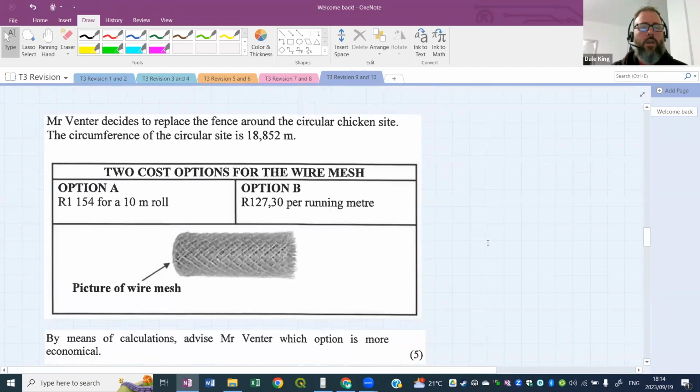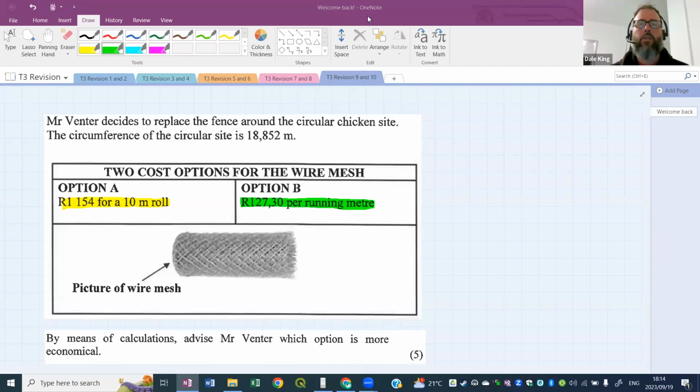All right. Now, we've got two cost options for the wire mesh. We've got option A, which is 1,154 Rand for a 10-meter roll. And we've got option B, which is 127 Rand 30 per running meter, which just means per meter. All right, those are our two options. It says here, by means of calculations, advise Mr. Fencer which option is more economical. When they say economical, that obviously means which one costs less.